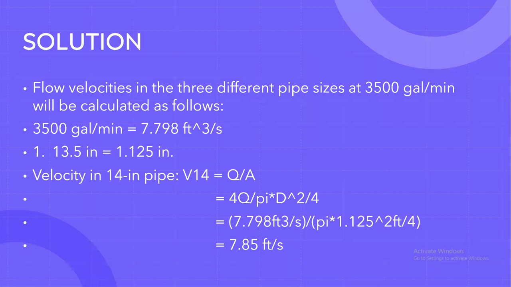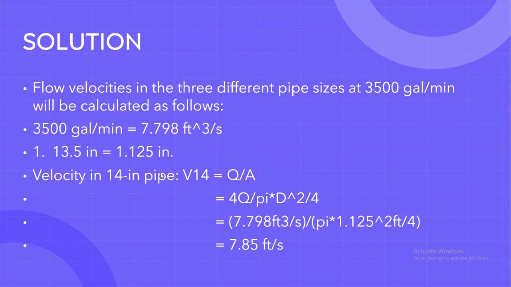Flow velocities in the 3 different pipe sizes at 3,500 gallons per minute will be calculated as follows. I want to convert the 3,500 gallons per minute to cubic feet per second. You get 7.798. You can do the calculation or just go to Google and do that. So the 13.5 inch is equal to 1.125. It's supposed to be feet here, my mistake.